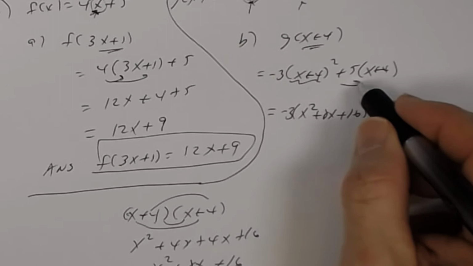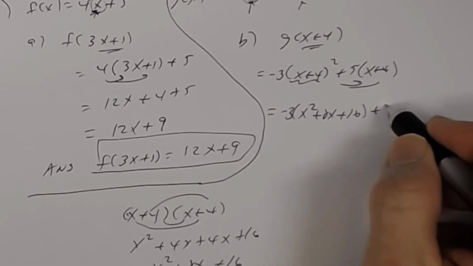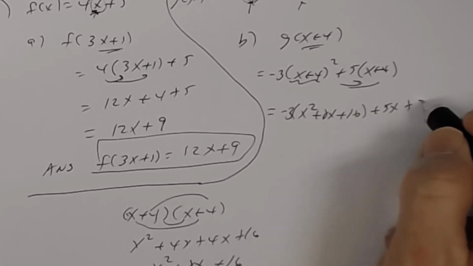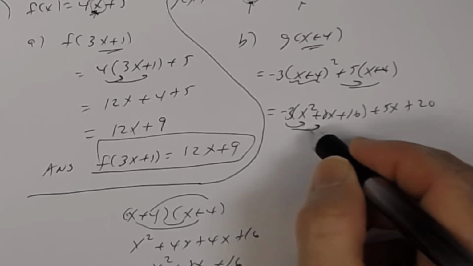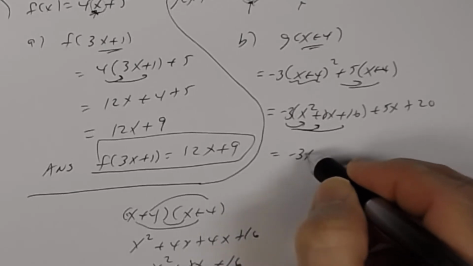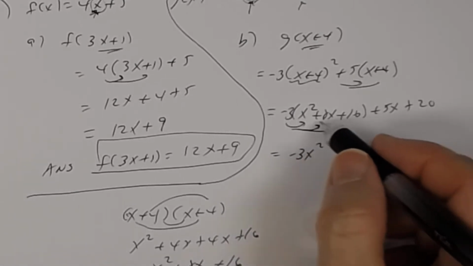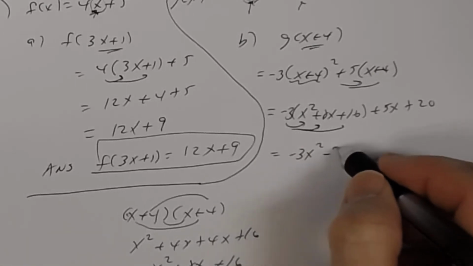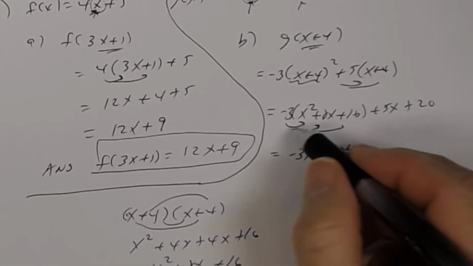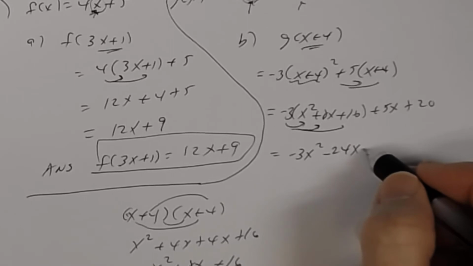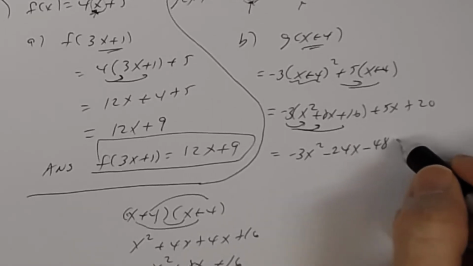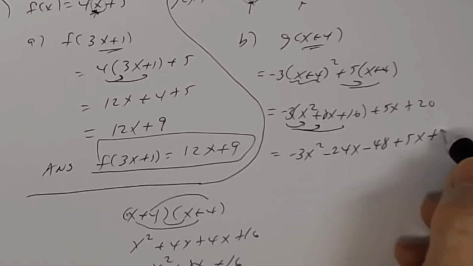And then let's go ahead and distribute the 5. So it becomes 5 times x is 5x. 5 times 4 is 20. Distribute a negative 3 now. I get negative 3x squared. Negative 3 times 8x is a negative 24x. And a negative 3 times a positive 16 is a negative 48. And then plus 5x plus 20.